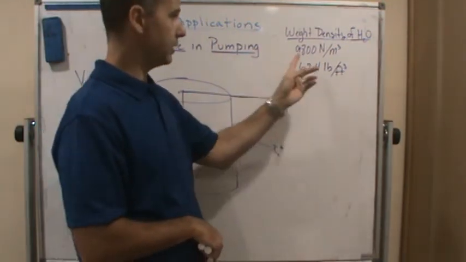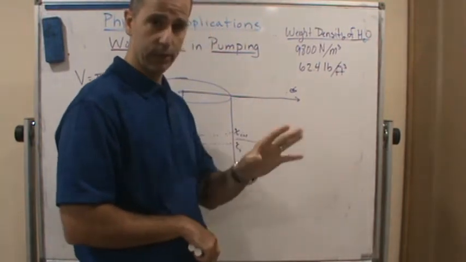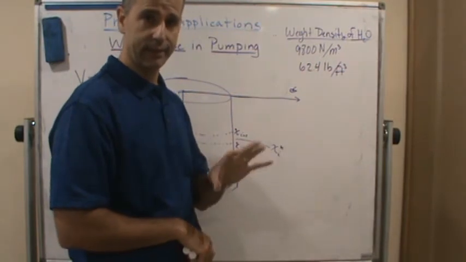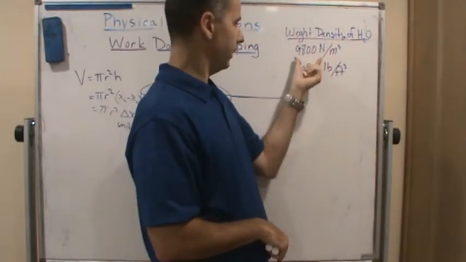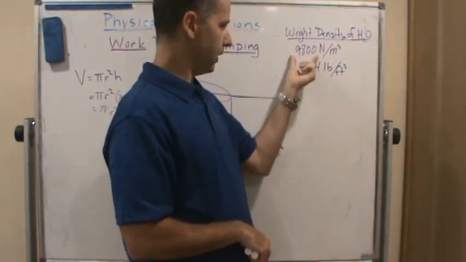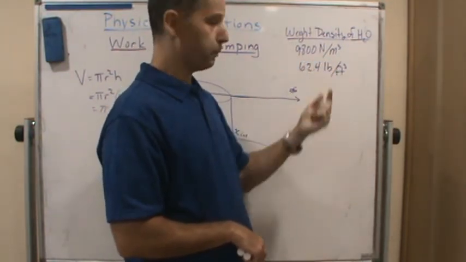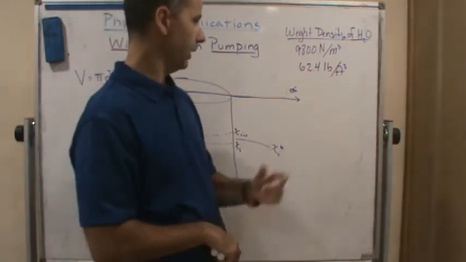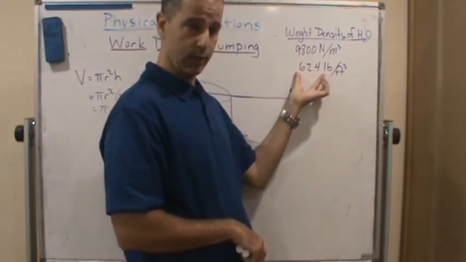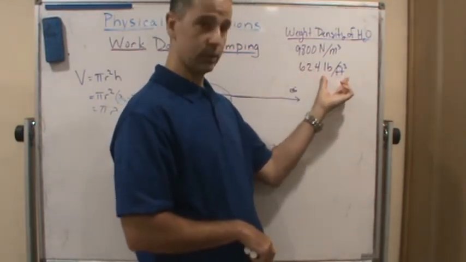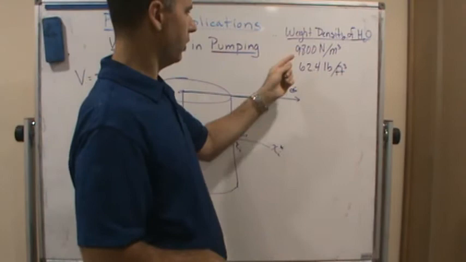Okay, but water is so common that you should know these. These you should memorize. If it gives you some other fluid, like oil or something like that, that should be given to you in the problem. So the weight density of water is given in either metric or US customary units. 9,800 newtons per cubic meter is the weight density of water. In US customary units, that is 62.4 pounds per cubic foot. So these are the water densities.